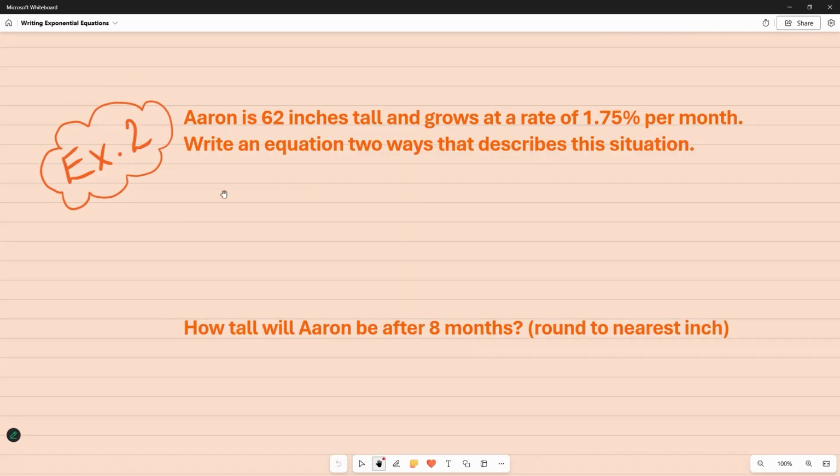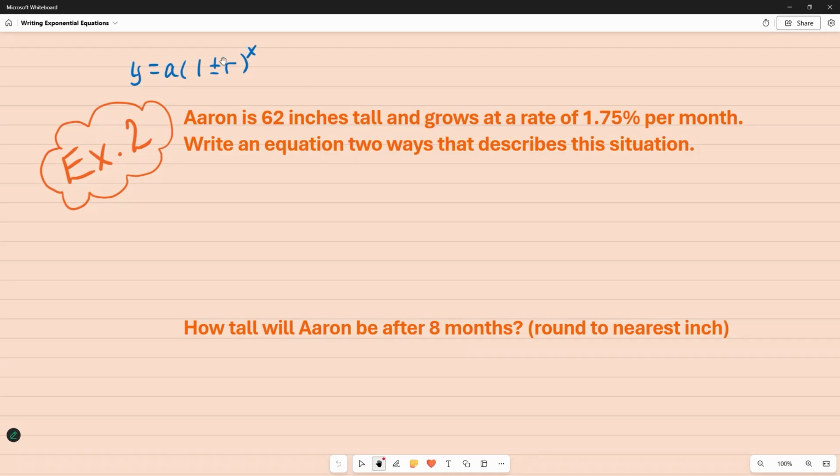In this example, I am going to begin writing my equation. Aaron is 62 inches tall and grows at a rate of 1.75% per month. As you are reading, it will be a good idea to use this form to create your equation. So we know we're starting with 62. That's going to be our A. And then it says grows.